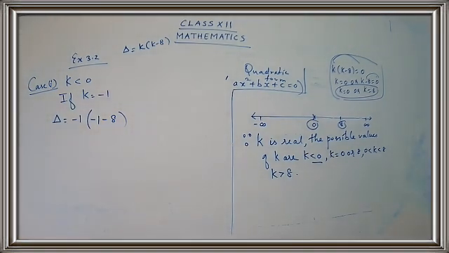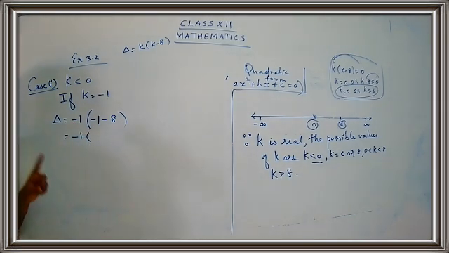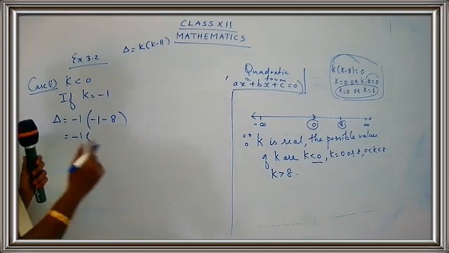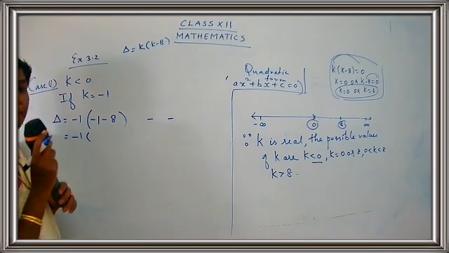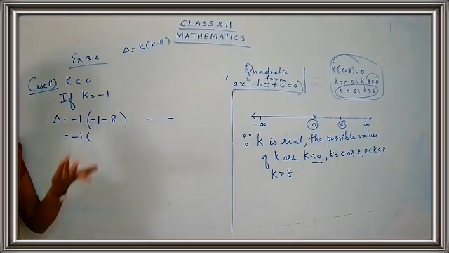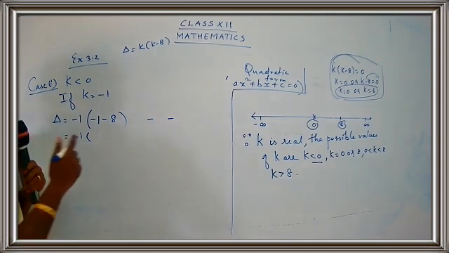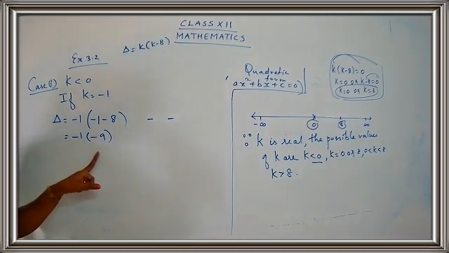Okay, children? Now, let's simplify it further. This is minus 1 as it is. Let's simplify the bracket first. Minus 1 minus 8. What is this? Minus minus plus. Okay. So 1 plus 8, 9. Good. What is the sign of the bigger number? It's minus. So what is the answer? Minus 9. Done. So you have minus 1 into minus 9. What is the answer? 9.